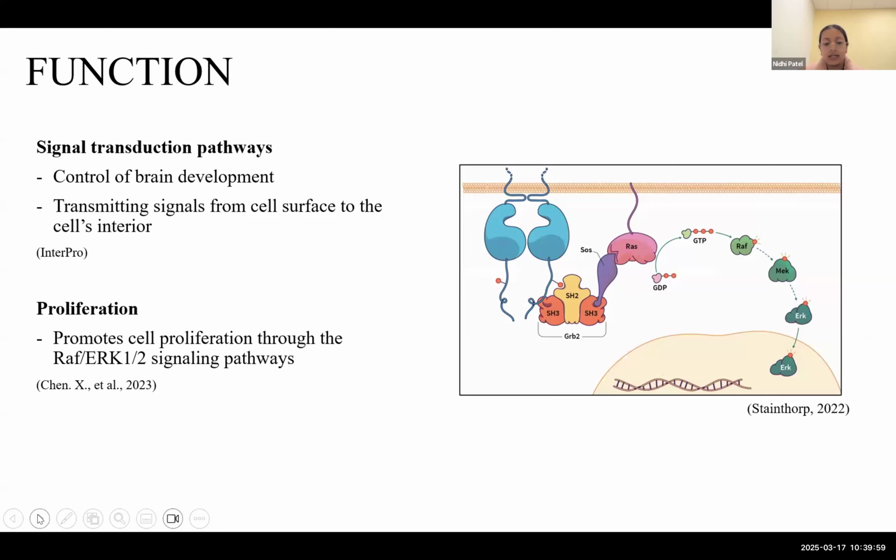Now for its function, as it is a serine threonine protein kinase, it is involved in the phosphorylation process and cell regulation. It is also involved in the signal transduction pathways that control brain development, and this is through transmitting signals from near the cell surface to the interior of the cell. It is also involved in cell proliferation. It promotes the ERK pathways, as shown here, as it binds to the SH3 domains of proteins and allows for cell proliferation to occur.